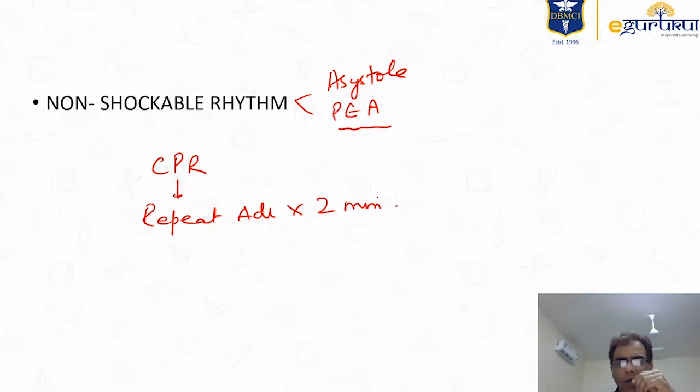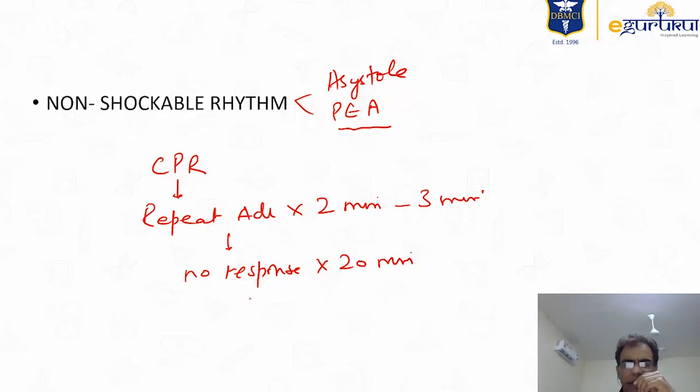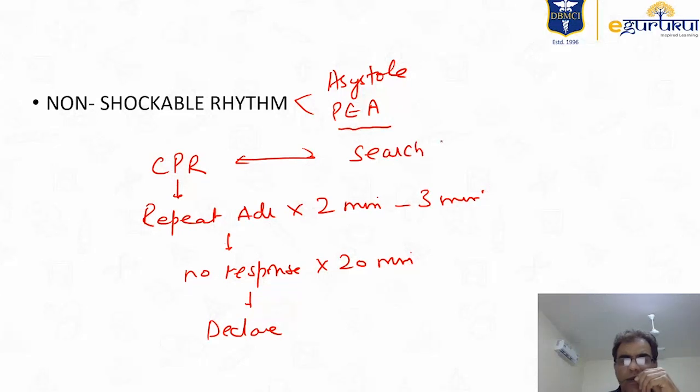So management for non-shockable rhythms is, just continue CPR and keep on repeating adrenaline every 2 to 3 minutes. And again, if there is no response for 20 minutes, you can declare the patient. Other than continuing CPR, it is important to search for causes.